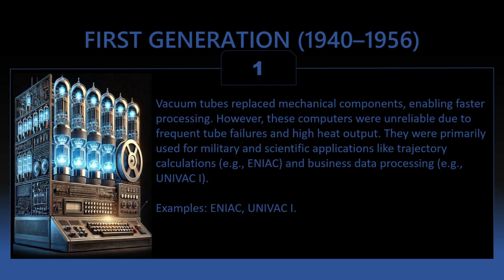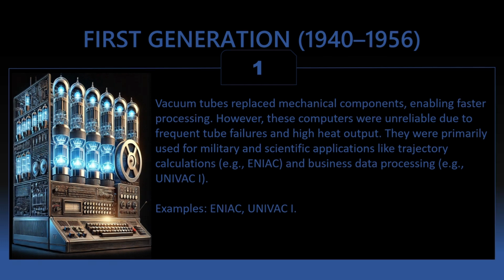First generation, 1940 to 1956. Vacuum tubes replaced mechanical components, enabling faster processing. However, these computers were unreliable due to frequent tube failures and high heat output. They were primarily used for military and scientific applications like trajectory calculations and business data processing. Examples: ENIAC and UNIVAC.